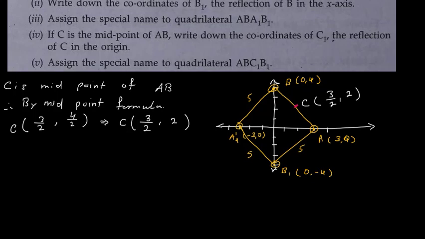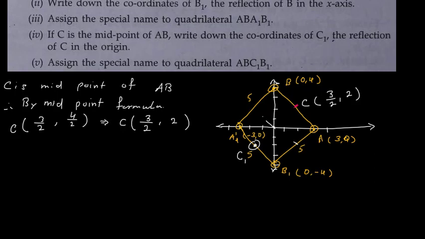Now I want reflection of this point in origin. So reflection of this point in origin, I have to change both x and y coordinate. I have to change the sign. This is origin, and reflection in origin means I will draw a line like this, and then I will see the reflection. So reflection I will get somewhere here. This point is called C1.